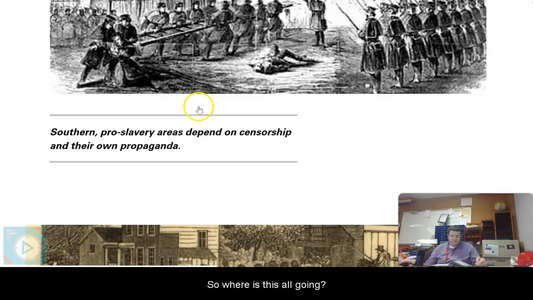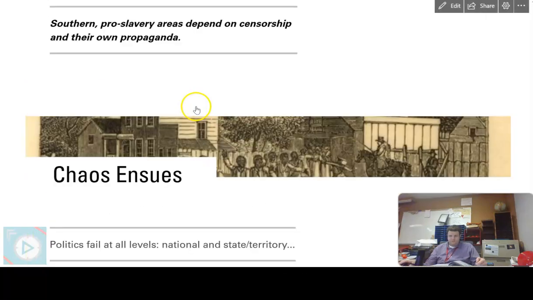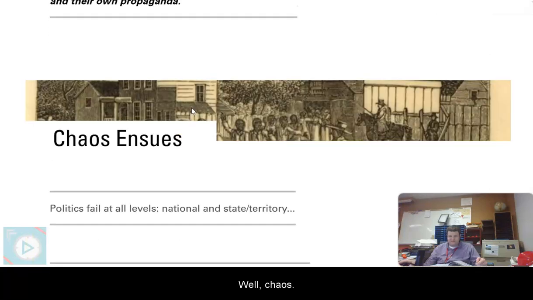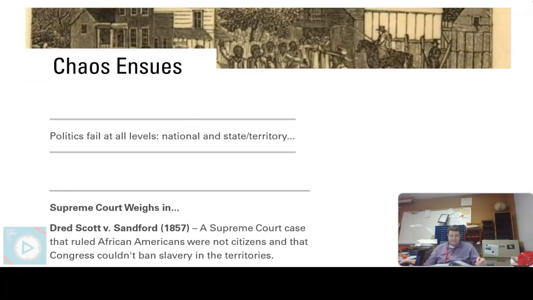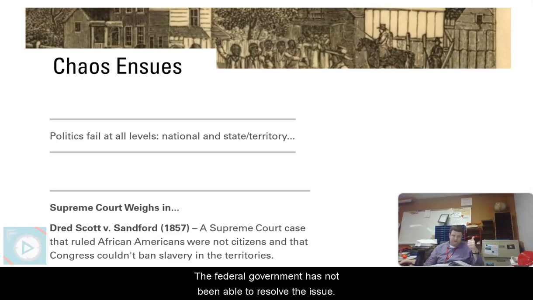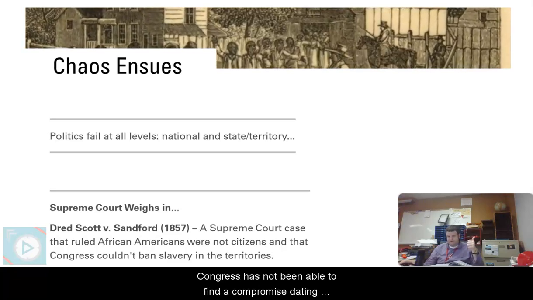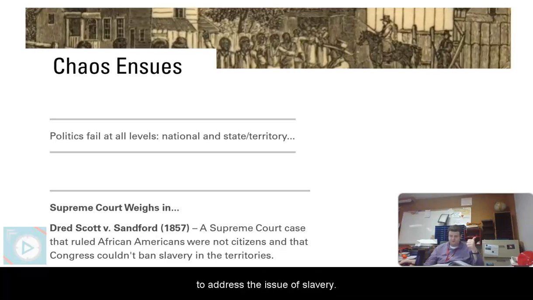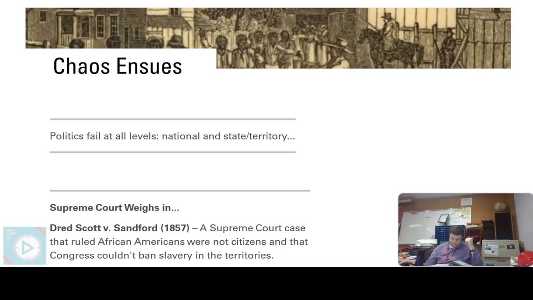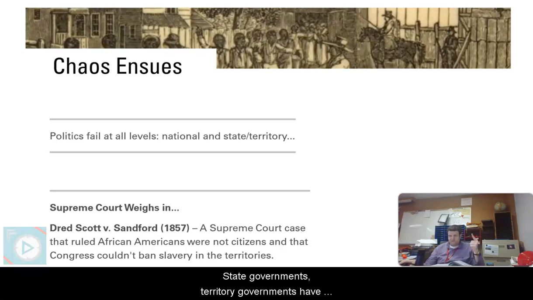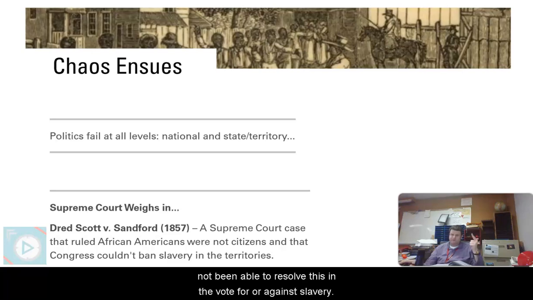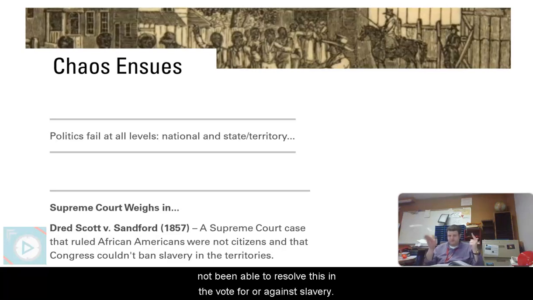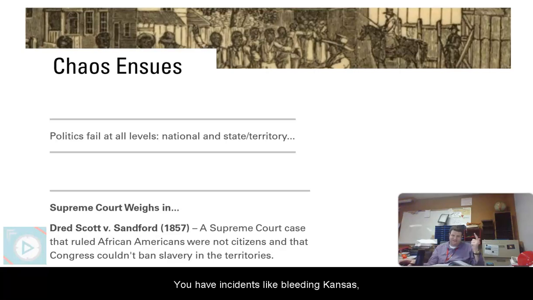So, where is this all going? Well, chaos. The federal government has not been able to resolve the issue. Congress has not been able to find a compromise dating back as far as the Constitution to figure out how to address the issue of slavery. State governments, territory governments have not been able to resolve this. In the vote for or against slavery, you have incidents like Bleeding Kansas where people are like, I don't trust the ballot box, I'm going to choose violence, and that's going to be a problem.